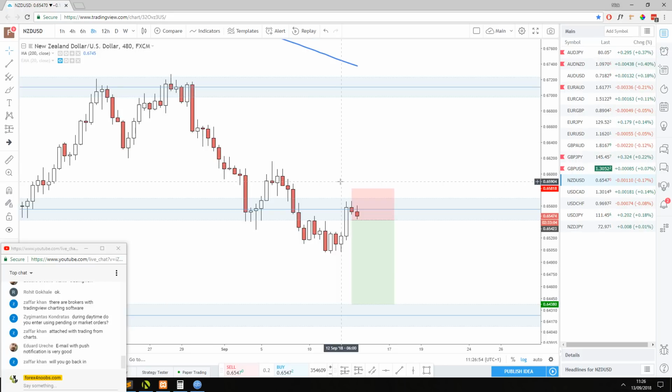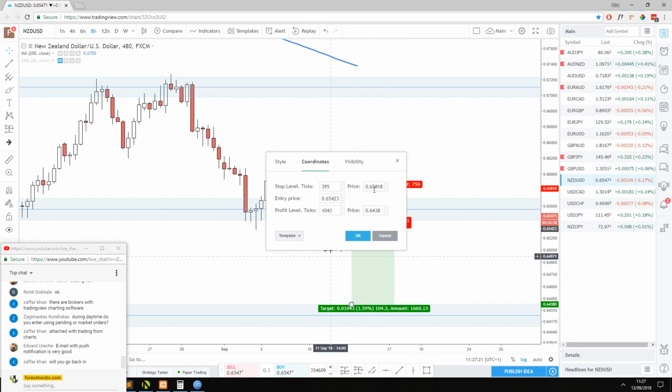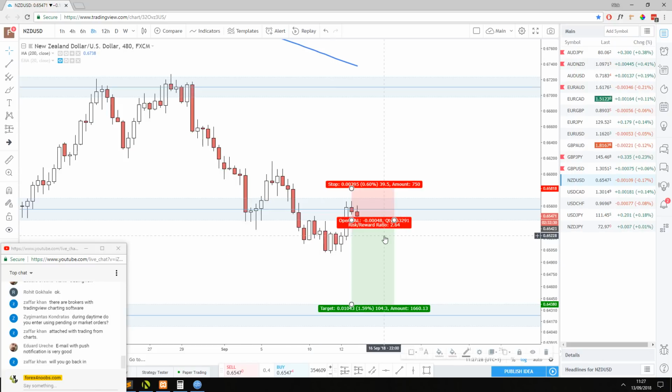So I don't really see this as so much of a failed trade. The price action and the logic that got me into this trade is still there and is still valid. It's just that stop loss was a little bit too tight to handle this big move. So I am looking to enter this one again. I am looking to enter a short on New Zealand USD. Right now my numbers look something like this. 0.6542 for the entry, 0.6581 for the stop, 0.6438 for the target.